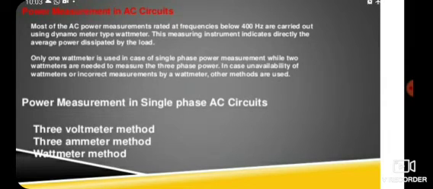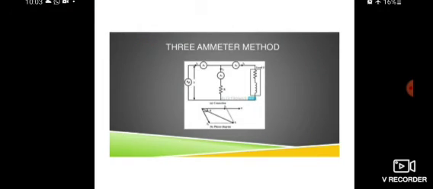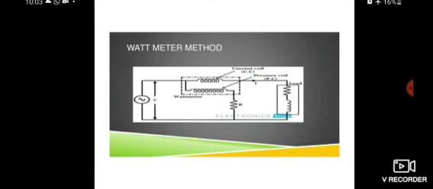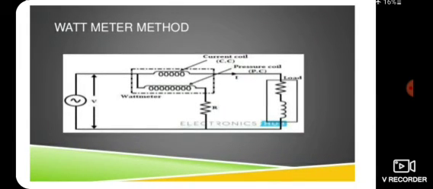Power measurements in single phase AC circuits are the 3 voltmeter method, 3 ammeter method, and wattmeter method. It is the diagram for the 3 ammeter method. We are connecting 3 ammeters across the load. And next one is the wattmeter method, in which we are going to give current across the current coil and voltage drop across the voltage coil, and the voltage coil is attached with the pivot, that is the moving indicator that indicates the reading.